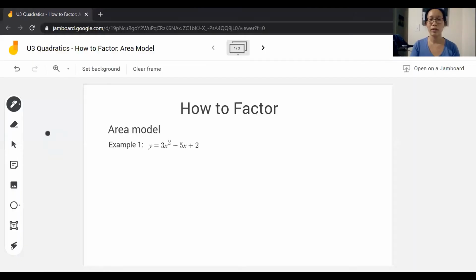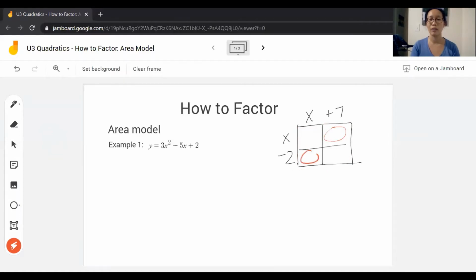You may recall that the area model is a way to multiply factors with multiple parts. For example, if we had x plus 7 and x minus 2, this is a way to stay organized. And the entire premise is that the area of the whole rectangle is the same as the sum of the area of its parts. So the area of the mini rectangle on the top left is length x times width x, which is x squared.